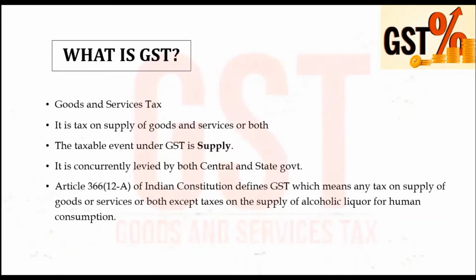Article 366(12)(a) of the Indian Constitution defines GST. It defines it as any tax on supply of goods or services or both, except taxes on supply of alcoholic liquor for human consumption. So whenever there is a supply of goods or services or both, GST will be levied. But supply of alcoholic liquor for human consumption is a state subject, so only state tax will be levied. No GST will be levied on that.